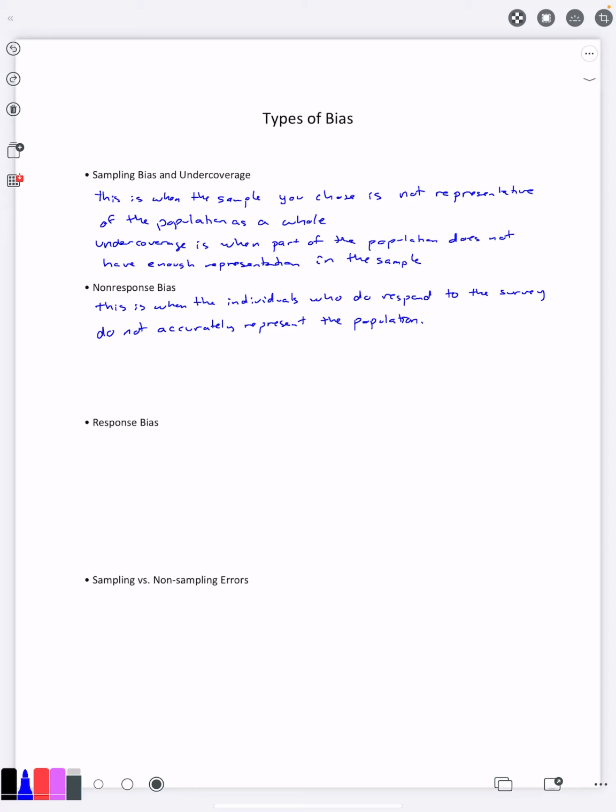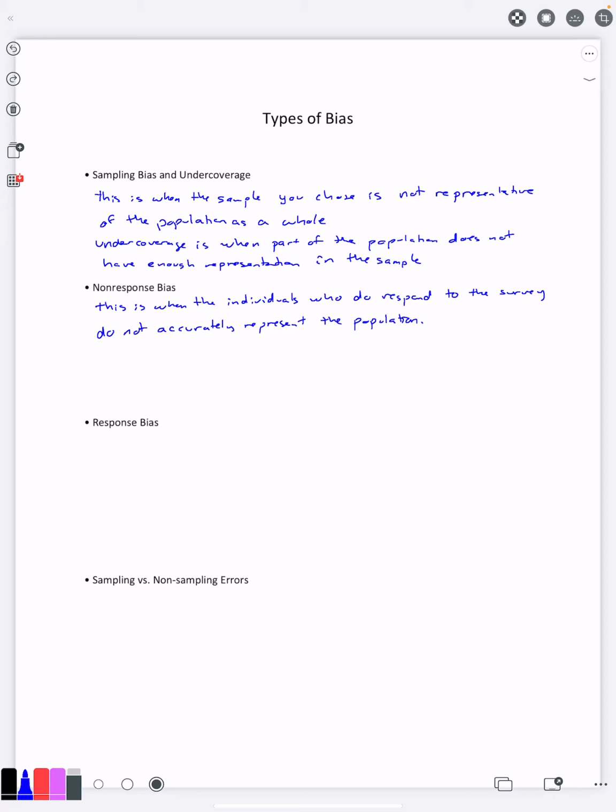Now you might say, okay, so non-response bias makes sense. People that aren't responding are causing the data to be skewed. So how is there also something called response bias? Like whether they don't respond or they do respond, it's both wrong. Well, it's not quite the same thing.